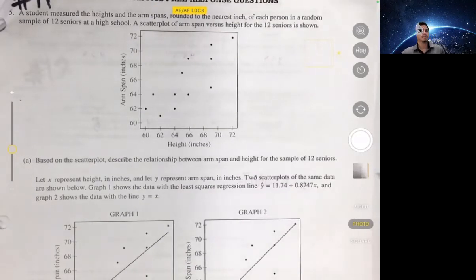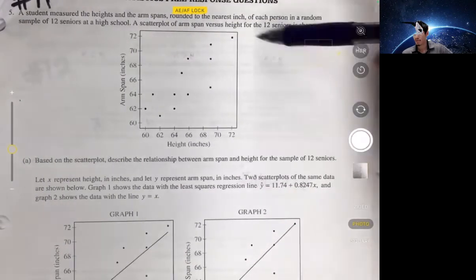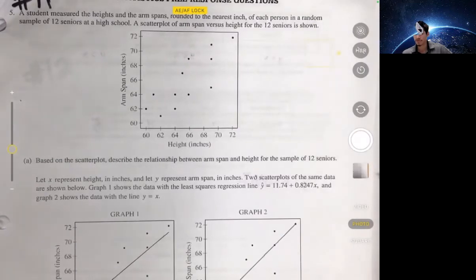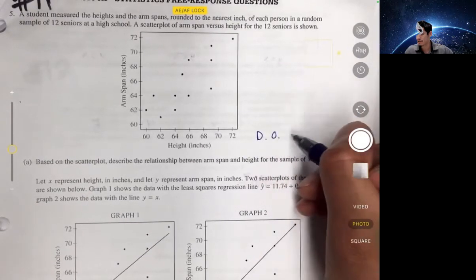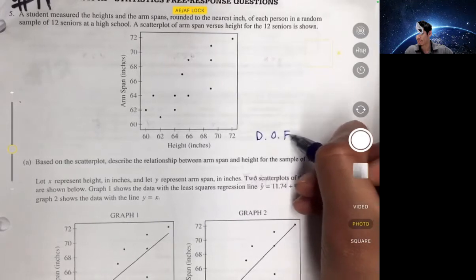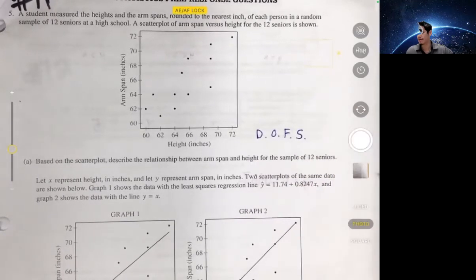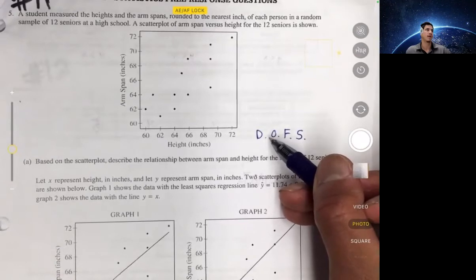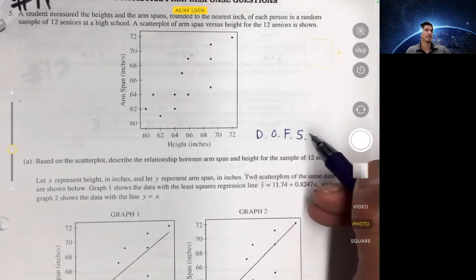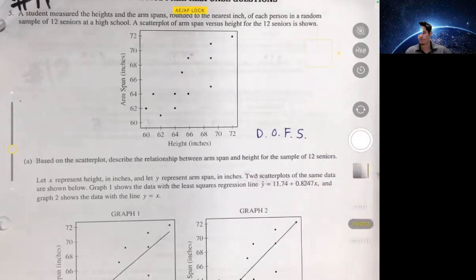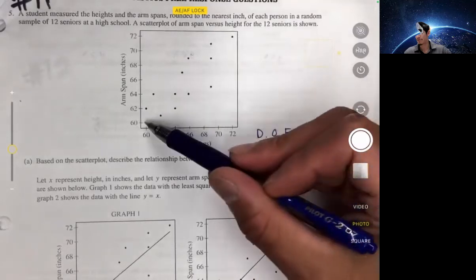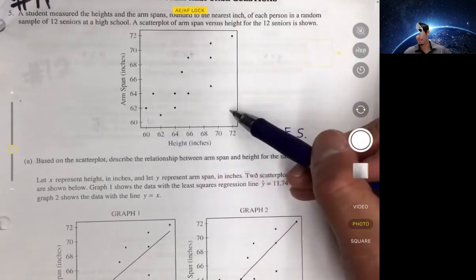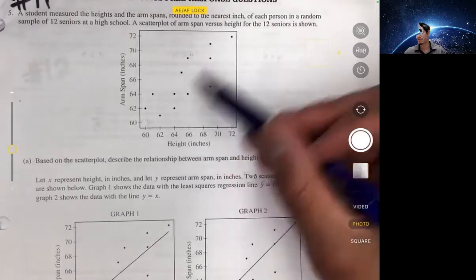Okay, so when you're describing a scatter plot, you want to make sure you address four things: the direction, outliers, the form or shape, and strength. An acronym you can remember is DOFS: direction, outliers, form, and strength. So for direction, we would say there's a positive relationship because as one value goes up, the other one goes up.